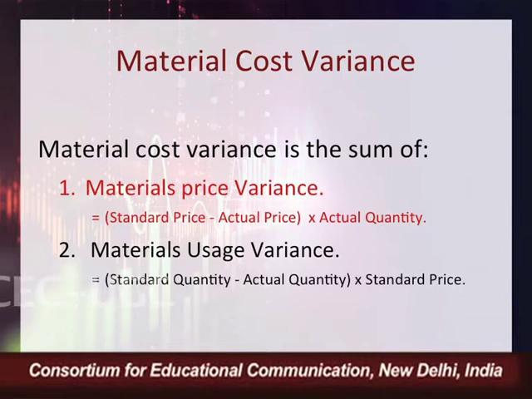So always remember the difference between the prices we have to take, because we are calculating material price variance. It is very simple to recall the formula of material price variance: standard price minus actual price, into actual quantity. In this way we have to calculate material price variance.